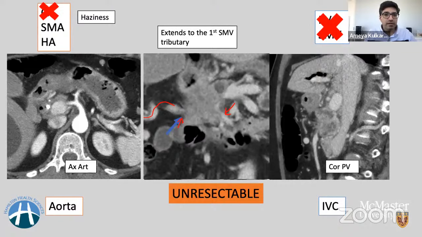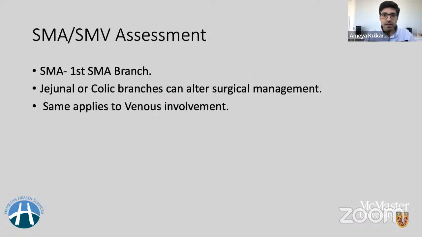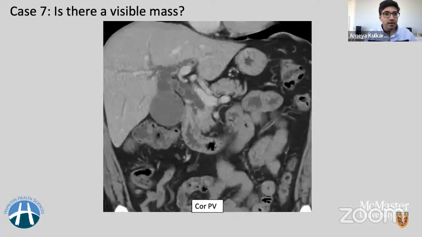So this disease was unresectable for multiple reasons, but it is really important to look at this portion of the disease as well. The teaching point in this case is to always make sure that you look at the SMV and SMA. Look at the first branches. Jejunal or colic branches can alter surgical management, and the same applies for venous involvement, which we saw in this case. Don't forget to check your veins. Make sure that it is one of your search protocols.